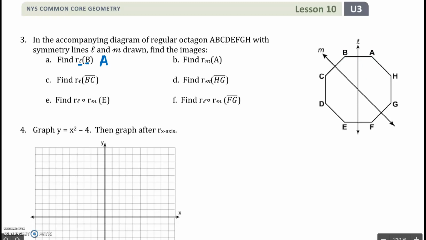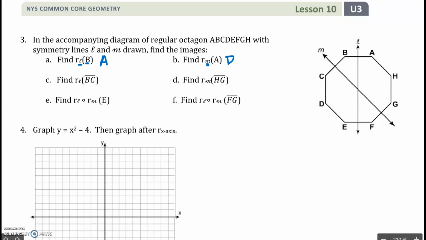For part B, if we're going to take point A and reflect it over line M, that means that we are going to go perpendicular to line M and the same distance past it, so that these are the same, and that lands you on D. And you don't have to draw this line at all. I'm just showing you how that is calculated.